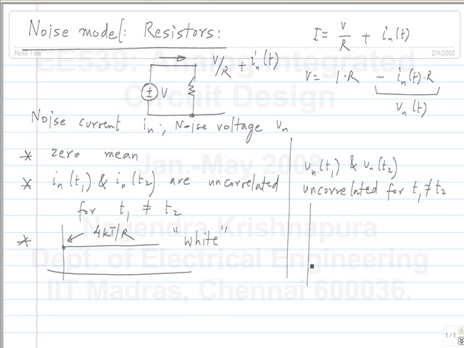And the spectral density is again white, because Vn is related to In by the proportionality constant R. The spectral densities are related by a proportionality constant of R square. And it also has a white spectrum.